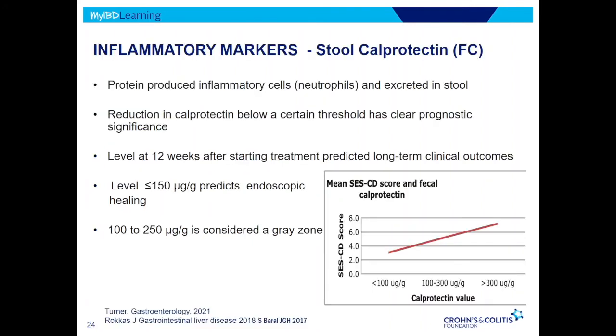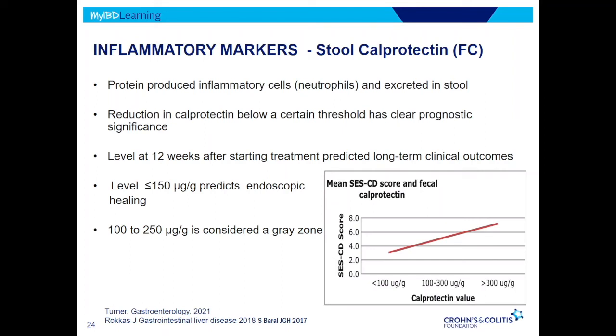So just a word about the stool test for inflammation, what's called stool calprotectin. It is a protein that is produced by inflammatory cells, and it is a good correlate for inflammation in the bowel. But it doesn't tell us what the inflammation is from. So if it is high, we assume that it is from the disease as long as we make sure there's no infection or some other cause for the test to be high.